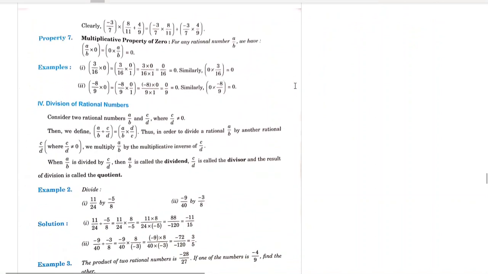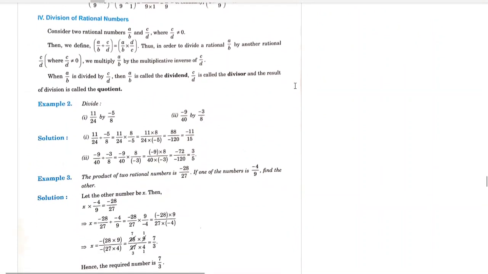Yes. Let's go ahead. Multiplicative property of 0. For any rational number, 0 into any rational number will always give you 0. So this is known as a special property of rational numbers, that is multiplicative property. Right? 0 multiplied by any rational number is always 0. Let's go to the next topic, division of rational numbers.